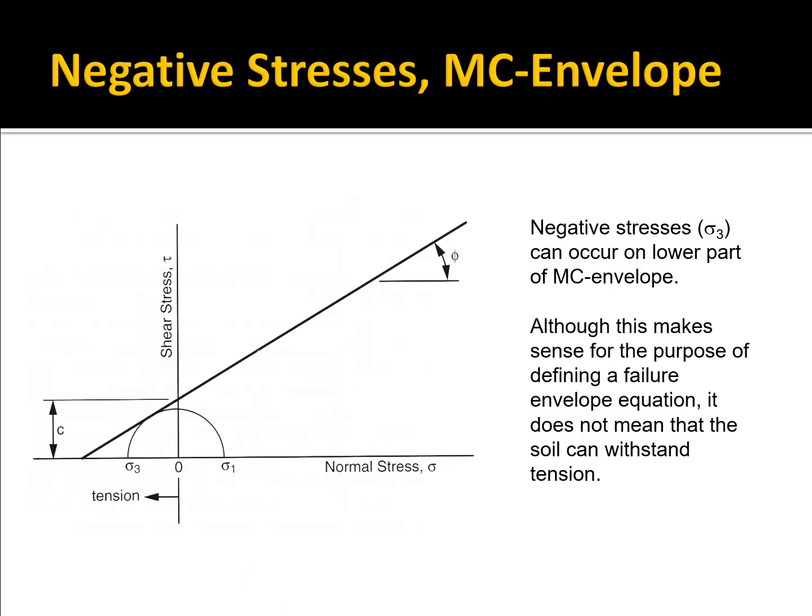Taking another look at what's going on here, if you have a traditional Mohr-Coulomb failure envelope, the cohesion is this intercept here. And once you're on the left side here, let's say you have a circle like this at failure, the major principal stress would be positive. That would be the vertical stress. And the minor principal stress, the horizontal stress, would be over here in the negative zone. Although this makes sense for the purpose of defining a failure envelope equation, it does not mean that the soil truly can withstand tension.